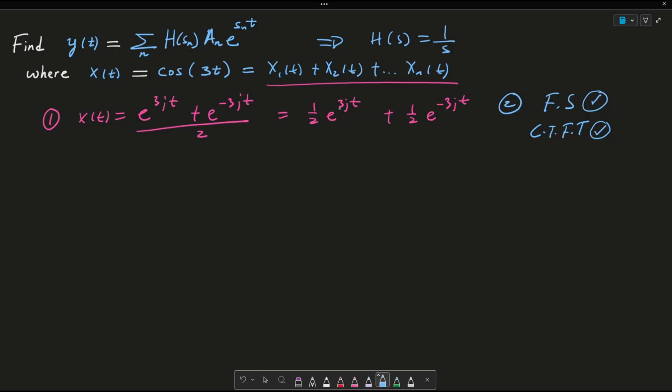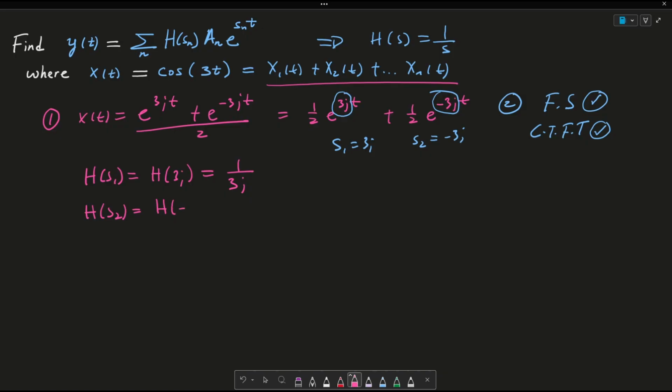Okay, so now we can see that our S here and here are our complex frequencies. S1 is equated to 3j and S2 is equated to minus 3j. So now I can solve for H of S1, which is H of 3j, equated to 1 over 3j. And I can say then that H of S2 is equated to H of minus 3j, which is equated to 1 over minus 3j.